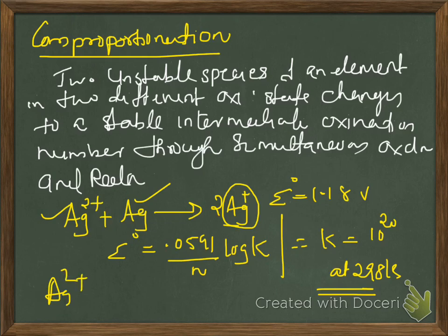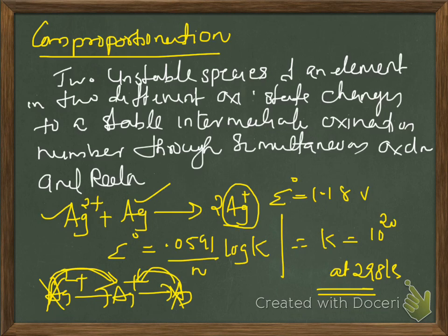So here Ag2 plus, Ag plus and Ag are three oxidation states. Both are unstable, so they will tend to come to intermediate oxidation number. Ag2 plus comes to Ag plus, that is reduction. Ag comes to Ag plus, that is oxidation. So both oxidation and reduction take place simultaneously. This process is known as comproportionation, and the possibility of the process can also be checked as in the previous case. E0 is found to be 1.18.